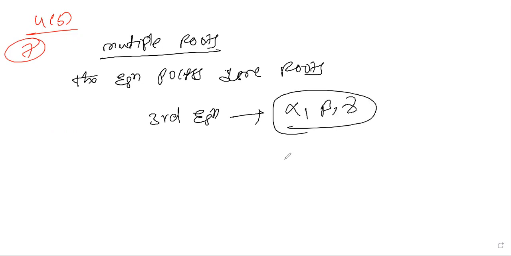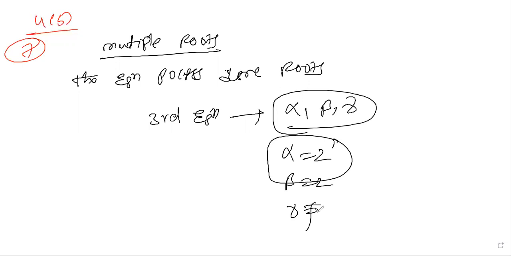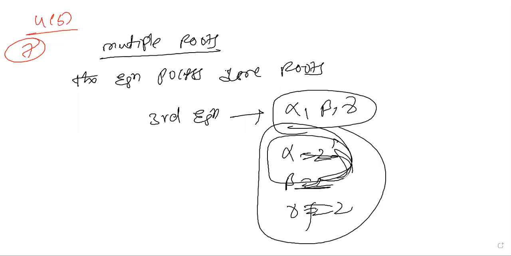In that, if alpha is equal to 2, for example, and beta is also 2, so gamma is different. We have multiple roots. Sometimes gamma is also 2. Nothing wrong in that. Multiple roots means the same root a number of times. This comes as multiple roots. Clear? So that is the question. Let us see how to solve such kinds of problems.